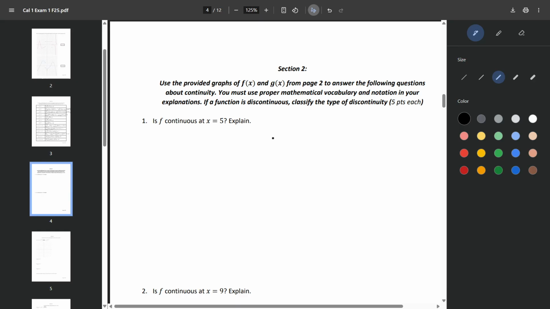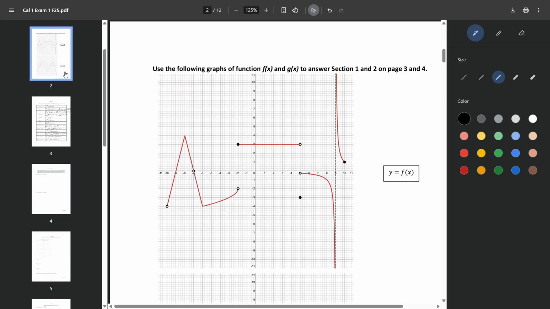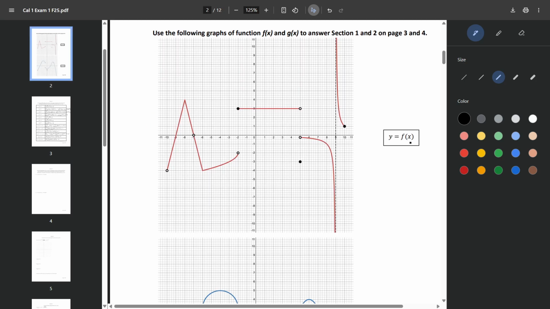So question 1, is f continuous at x equals 5? Explain. So we'll go back to our graph for y equals f of x. And as we can see, for the limit at x equals 5, our left-hand limit seems to be 3. Our right-hand limit seems to be about negative 1/4. And our f of x value for 5 seems to be negative 3.